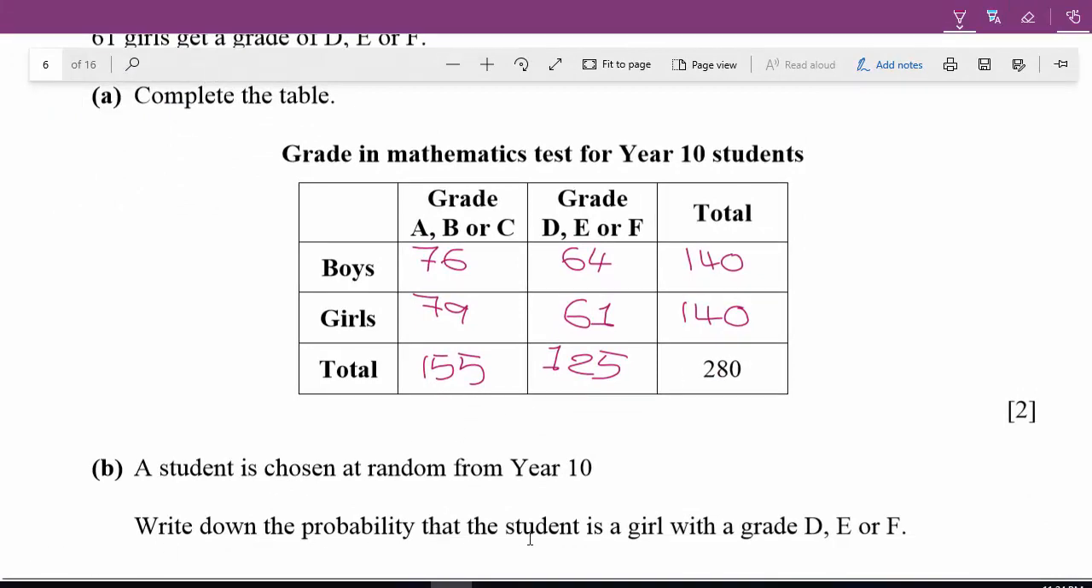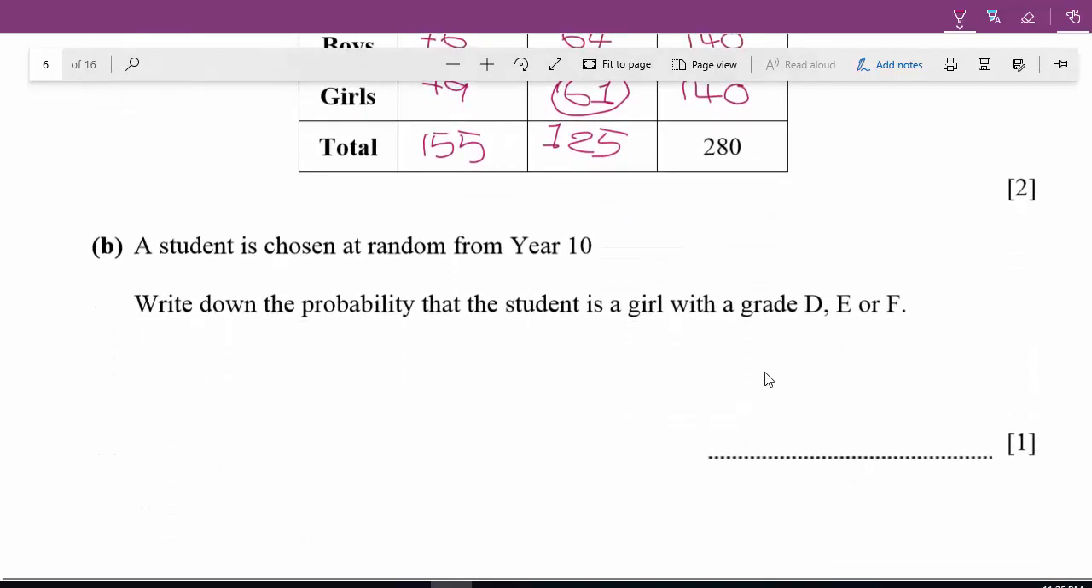A student is chosen at random from year 10. Write down the probability that the student is a girl with a grade DEF. So girl and grade DEF is right here. Girl and grade DEF is here. So it is 61 out of the total, which is 280. The answer of part B is 61 over 280.